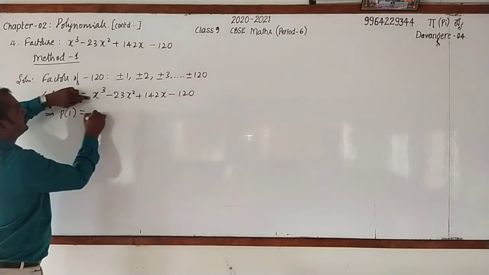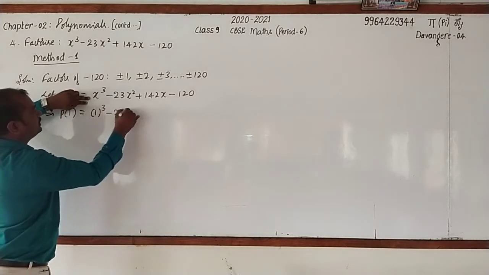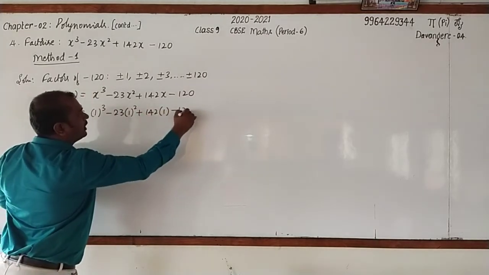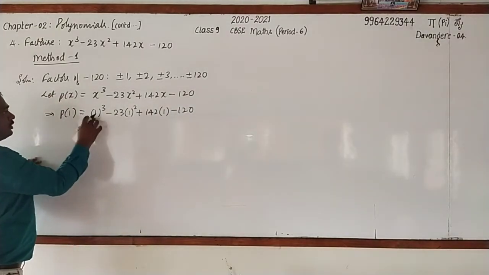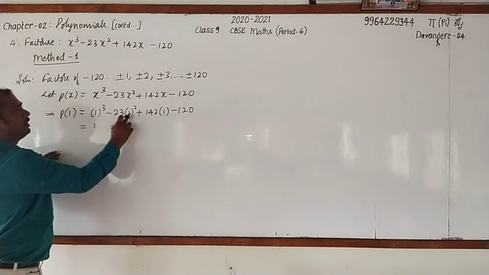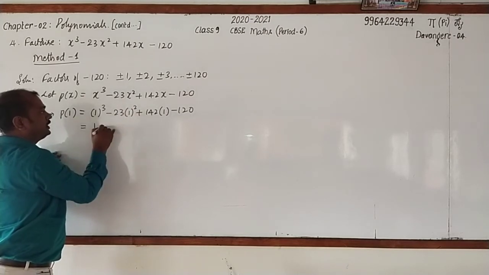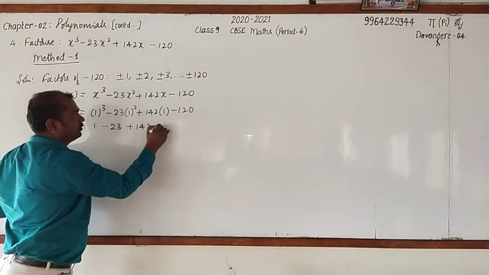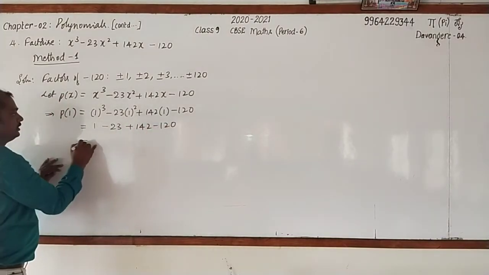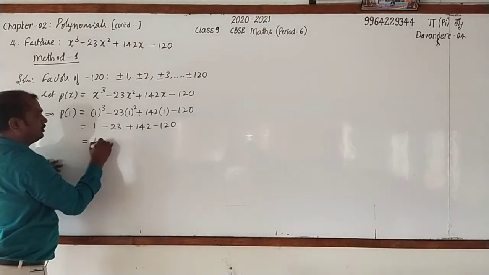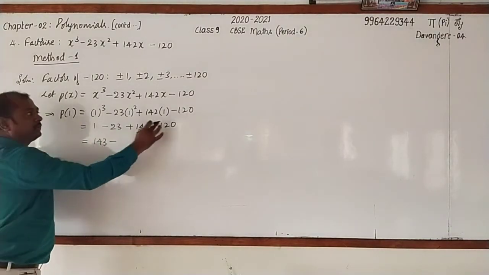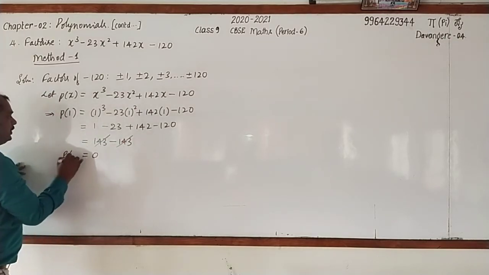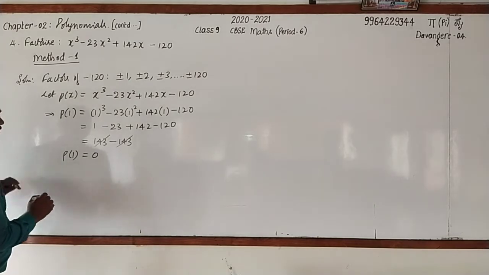Hence, I go for taking 1 in place of x. It is, observe, 1 whole cube minus 23 into 1 whole square plus 142 into 1 minus 120. This is equal to, what is 1 cube? It is 1. 1 square, 1. Minus 23 into 1, minus 23. Then 142 ones are 142, minus 120. This is equal to 1 plus 142, 143. Minus 23 minus 120, minus 143. Both get cancelled. It is 0. P of 1 is equal to 0.